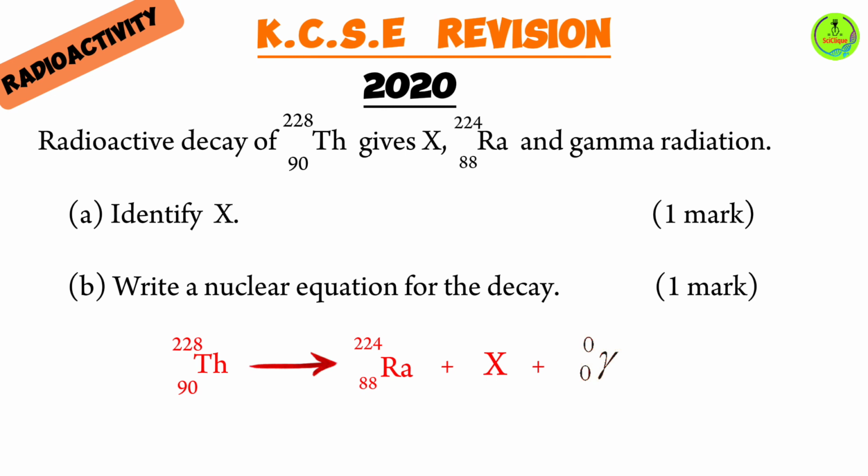Now let's start with the atomic number. We have a decrease in the atomic number by 2. We have a decrease in the mass number by 4. Now, my dear students, whenever you see the atomic number decreasing by 2 and mass number decreasing by 4, that is alpha radiation. So we are clearly going to have the release of an alpha particle, which is represented as such. So we've identified X, this is an alpha particle, and we've already written our nuclear equation.